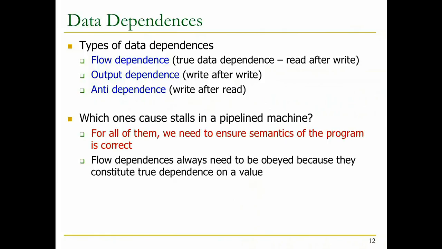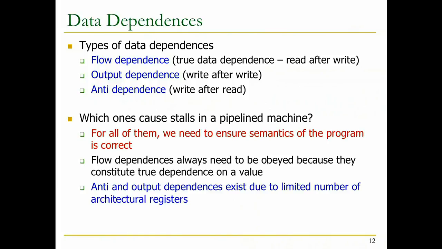Whereas these two are not, they're really artificial. If you think about it, you write to a register and you write to the register again. What is the meaning of this semantically? Nothing other than the fact that you don't have enough registers. They exist because you don't have enough registers. If you had an infinite number of registers, you would never have an output or an anti-dependence. Because whenever you create a new value, you would give it a new name.